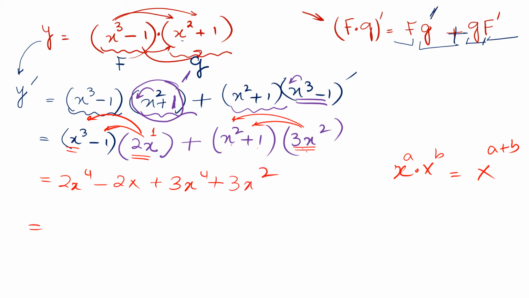Now simplify and add or subtract the like terms. So 2x to the power 4 and 3x to the power 4 are alike because they have the same powers and the same variables. So 2 plus 3 is 5x to the power 4. Then you will write plus 3x squared and then minus 2x as it is.